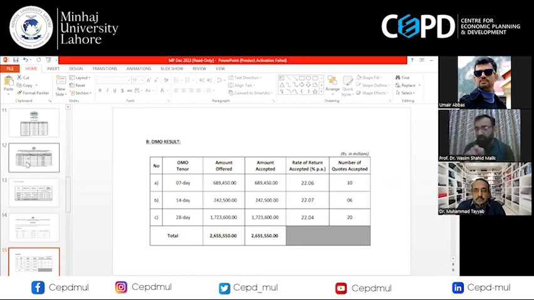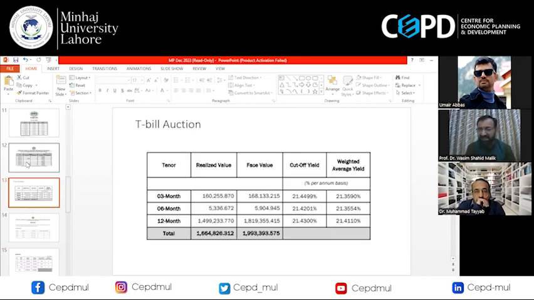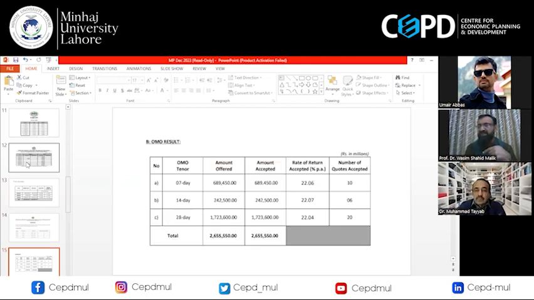But this is an OMO interest, that is the central bank has injected money against a collateral of T-bills. So the central bank has injected money, that is given money to banks, and charged interest rates of 22.06 or 22.07 or 22.04%. Whereas commercial banks are charging, look at the T-bill auction rate. Commercial banks have charged the government 21.4%, whereas the central bank has charged commercial banks 22.06%. So the OMO injection rate is above the T-bill auction rate. So in a sense, commercial banks are making losses.